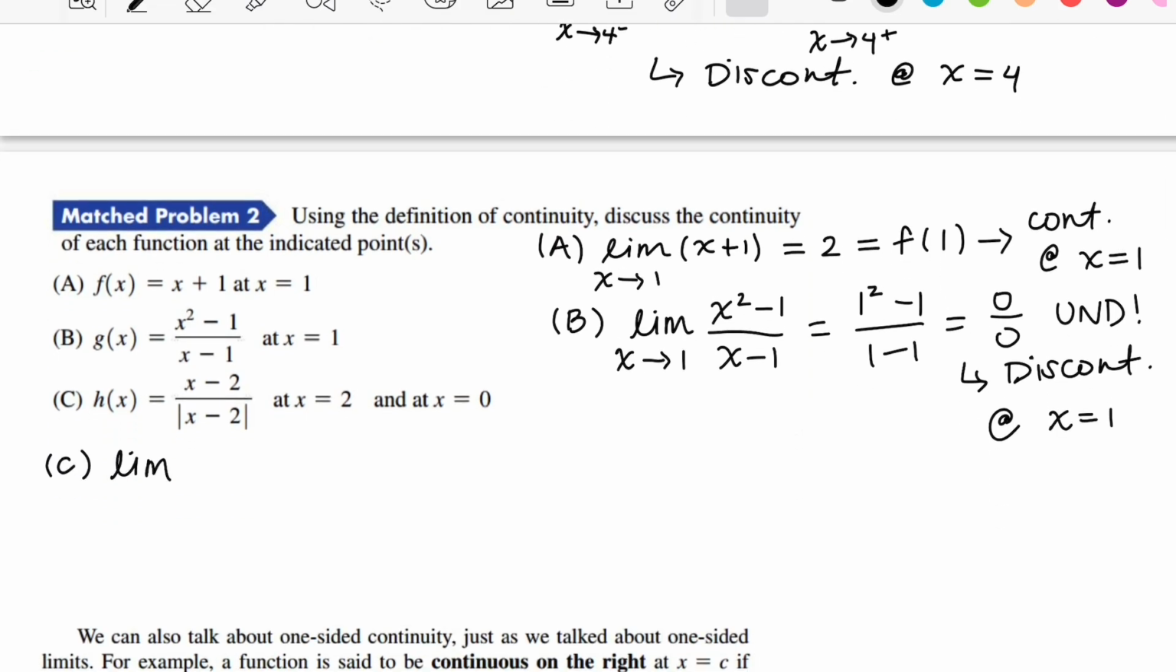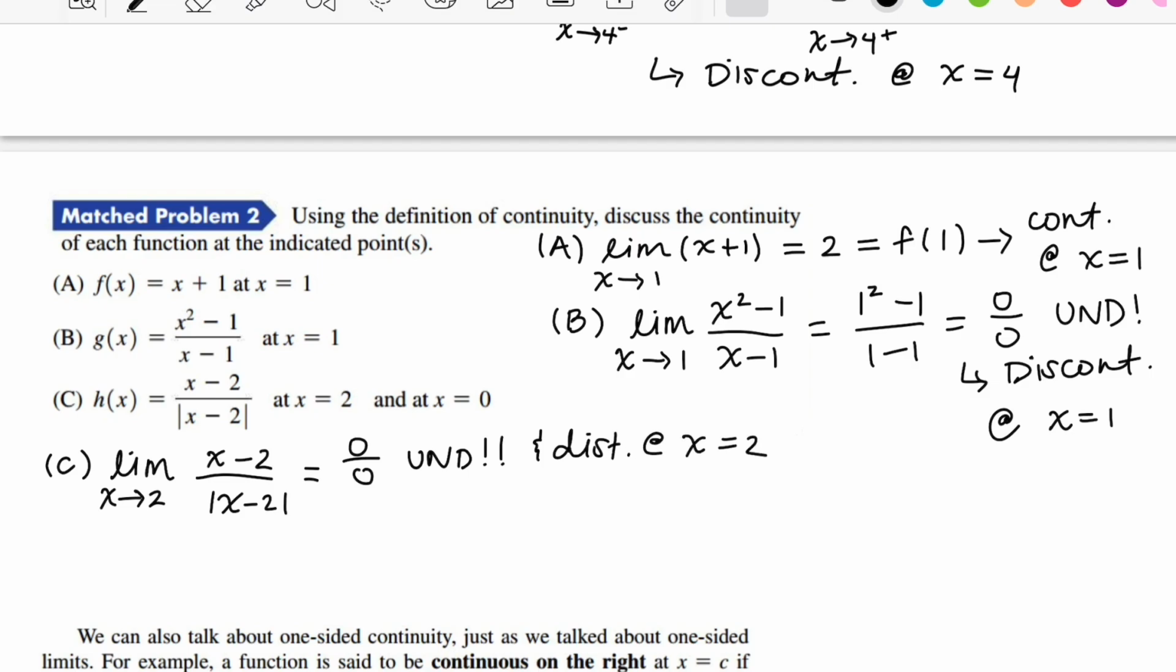So again, we're going to look at the limit of our function as x approaches. We're going to look at 0 and 2. So I'll do 2 first. And again, plugging this into our function, we're going to plug in a 2 here and a 2 there. We get 0 over 0. So our function is undefined and discontinuous at x equals 2.